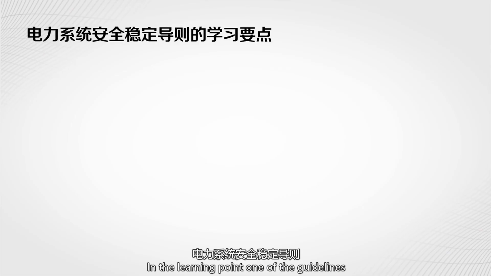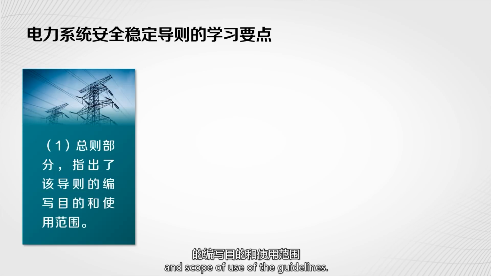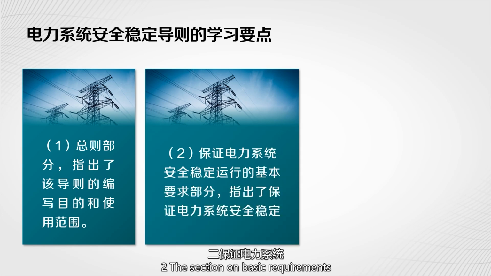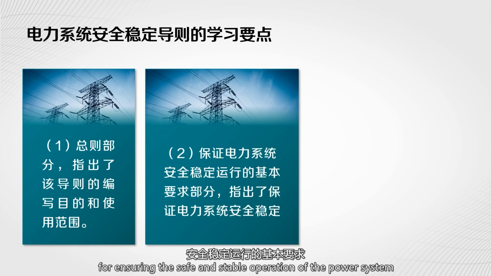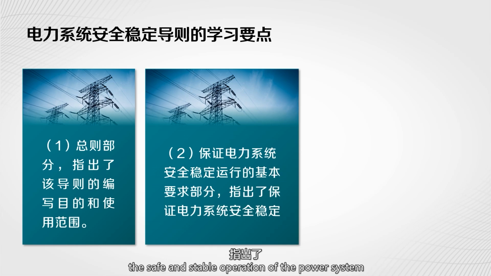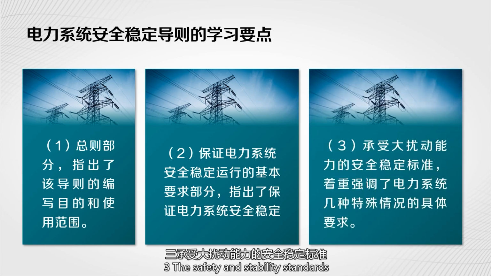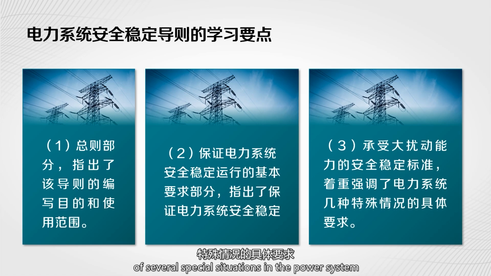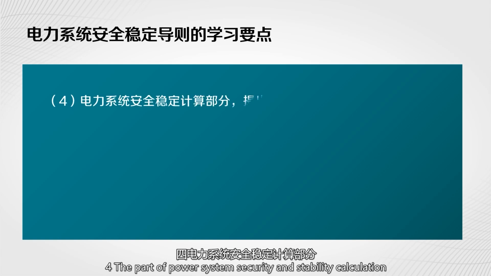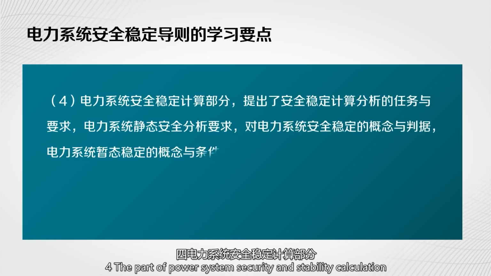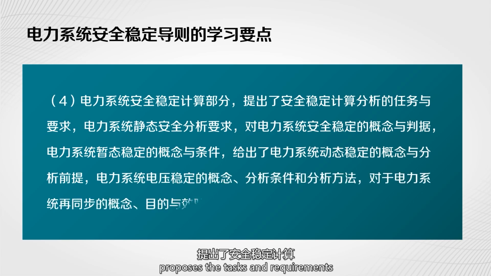In Learning Point 1 of the Guidelines for Power System Security and Stability, the General Principles section points out the purpose and scope of use of the guidelines. 2. The section on basic requirements for ensuring the safe and stable operation of the power system. 3. The safety and stability standards for withstanding large disturbances emphasize the specific requirements of several special situations in the power system.